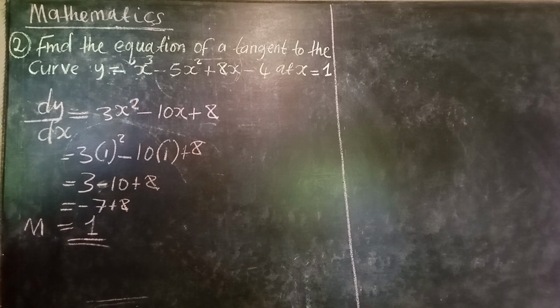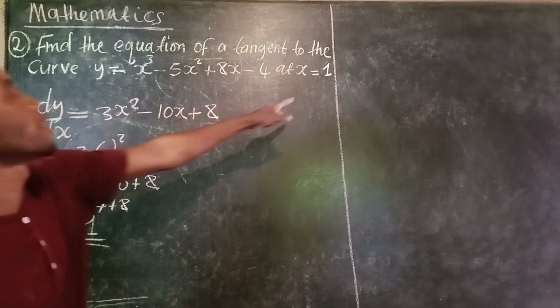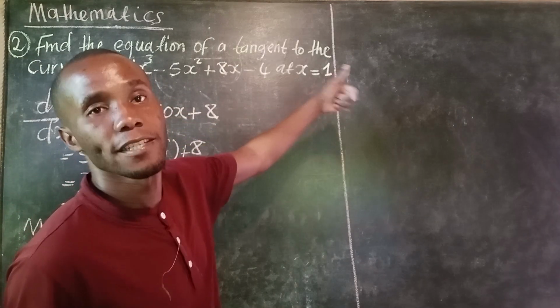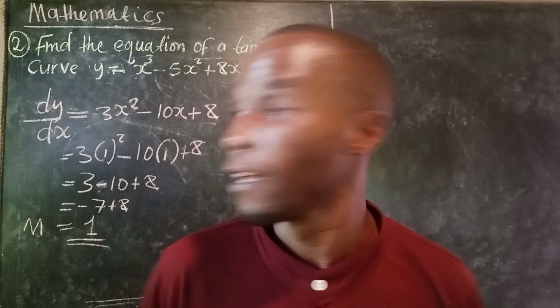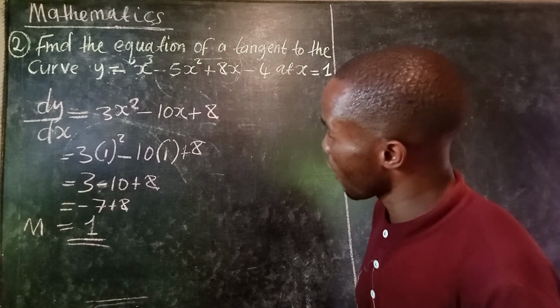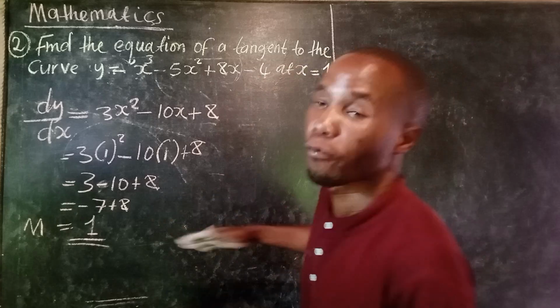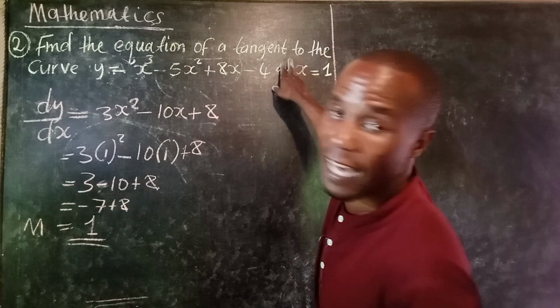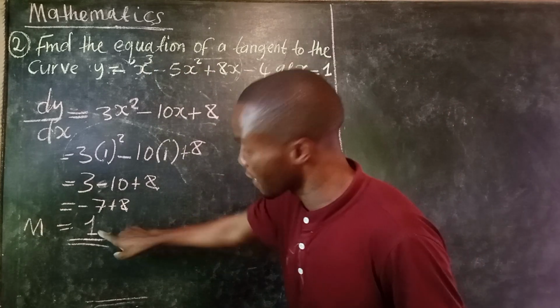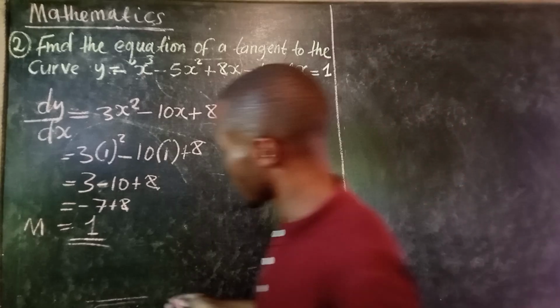Therefore, the gradient of this curve, according to what we are given as the value of x, is 1. Okay, so now that you have found the gradient of the curve, this is the same gradient of a tangent line. So that is the gradient we are going to use. So let us start now.